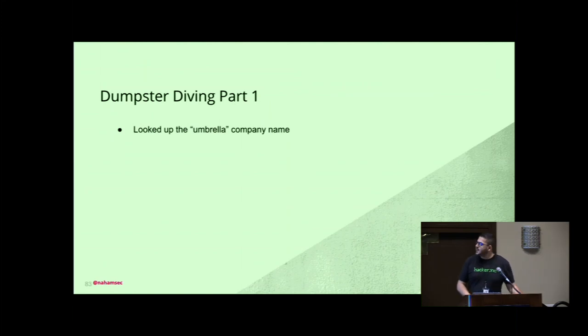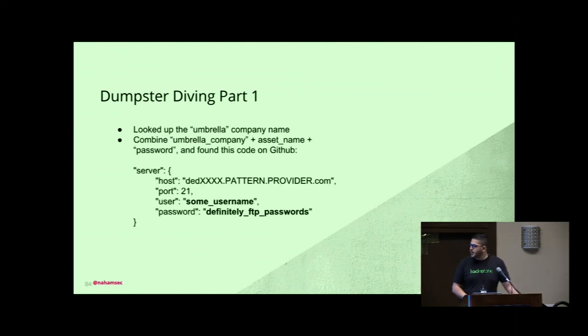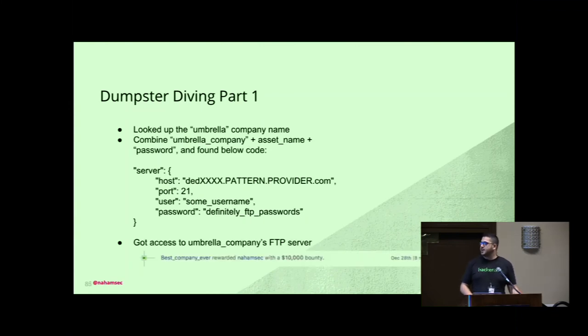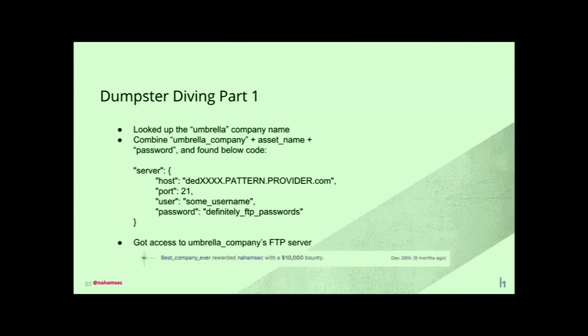The next one is doing the dumpster diving thing on GitHub. So I find an umbrella company. For example, Google owns Nest. So I looked up Google and Nest together. And then I found this really weird FTP thing that had some username and then some password. That actually got me access to this giant company's FTP server that was hosting all their backups. And that resulted in 10K.